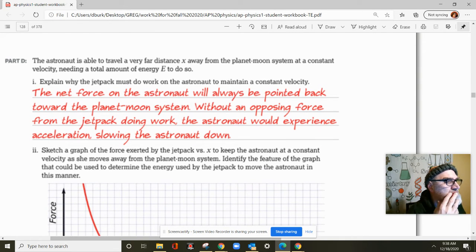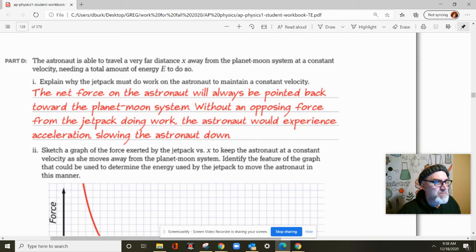The astronaut is able to travel a very far distance x away from the planet-moon system at a constant velocity, needing a total amount of energy to do so. Why does the jetpack have to do work on the astronaut to maintain a constant velocity? The net force on the astronaut will always be pointed back toward the planet-moon system. Without an opposing force from the jetpack doing the work, the astronaut would experience acceleration. Right, so there'll always be a force pulling back on the astronaut.